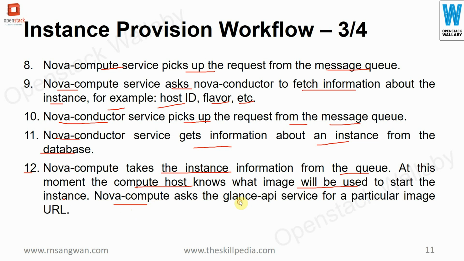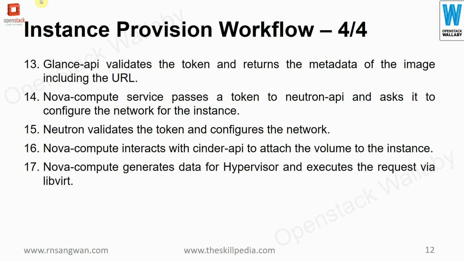Nova Compute asks the Glance API service for the particular image URL. The Glance API validates the token and returns the metadata for the image, including the URL of the image. Then the Nova Compute service passes a token to the Neutron API and asks it to configure the network for the instance. Neutron will validate the token again and configure the network if it is allowed.